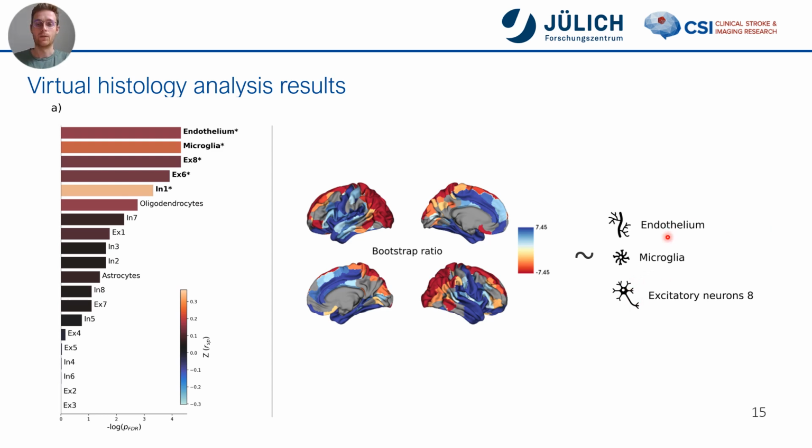Now, we deem this very plausible, as histopathological studies have shown that endothelial dysfunction as well as microglia activity are implied in the overall pathophysiology of metabolic syndrome effects on the brain. And furthermore, excitatory neurons of subtype 8 entertain long-ranging corticothalamic projections, which makes them potentially susceptible to small vessel pathology, which is prompted by metabolic syndrome. So we think this finding is plausibly explainable as well.